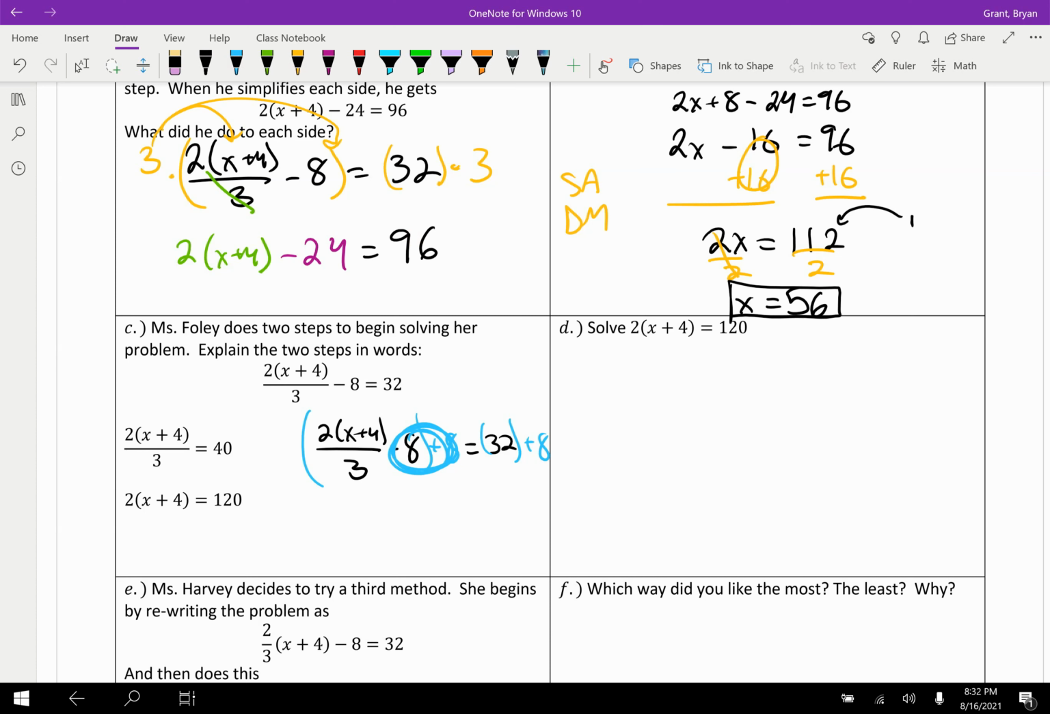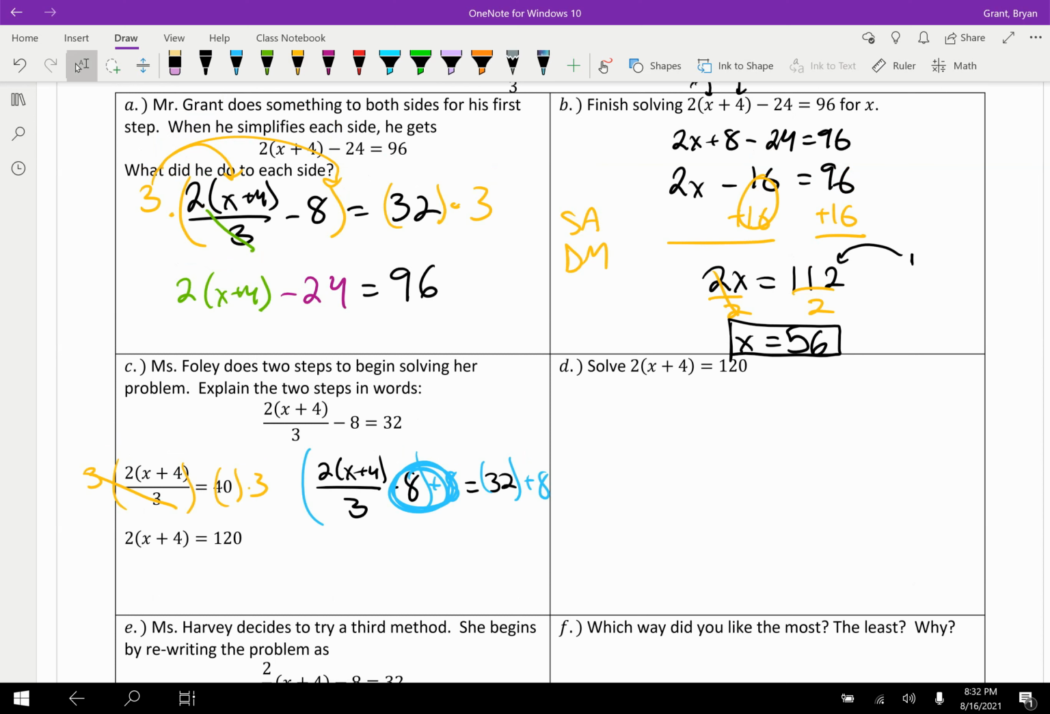What next? Well, next we have this divided by 3 here that I don't see anymore. So I think next we probably took both sides and did times 3. Cancels out the dividing by 3. 40 times 3 is 120. And then we're looking pretty good. All right, let's go ahead and solve. Solve 2 times x plus 4 equals 120. Well, I see some distributive property. 2x plus 8 equals 120. And then maybe some SADMAP to finish this off.